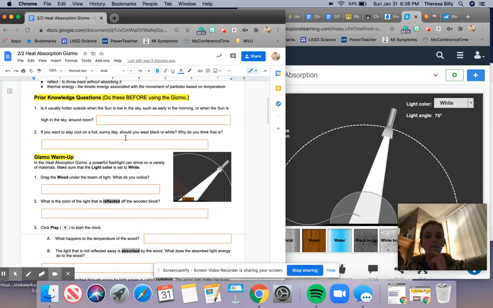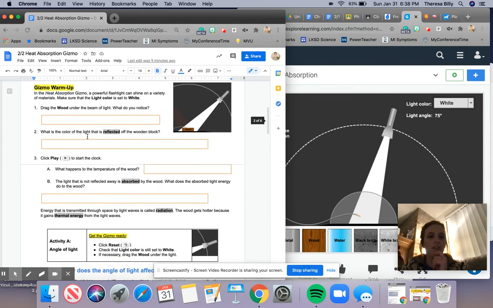So now that we got some vocab out of the way, go ahead and go to the prior knowledge questions. Two questions you need to answer. Is it usually hotter outside when the sun is low in the sky, such as in the morning or the very late evening, or when the sun is high in the sky around noon? So think to yourself, when is the hottest part of the day? And then the second question, if you want to stay cool on a hot sunny day, would you wear black or would you wear white? And then explain why you think that. All right. Once you have those done, then we're going to go to the gizmo warm-up.